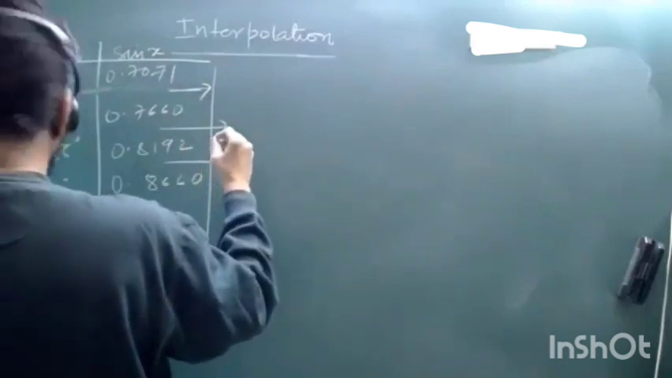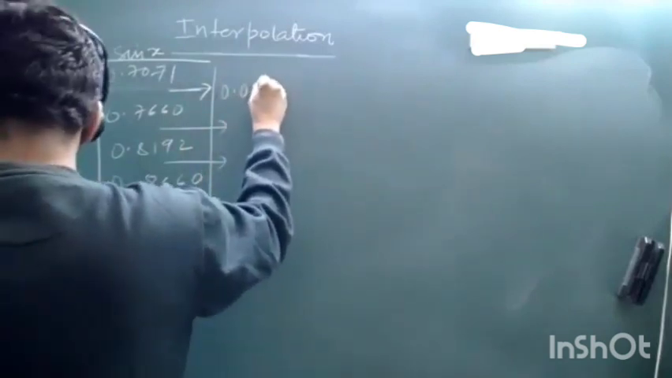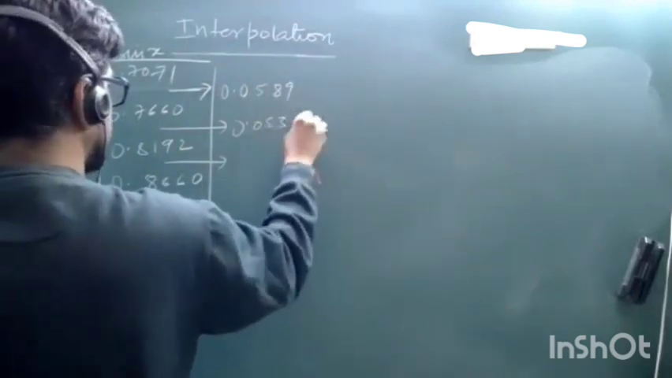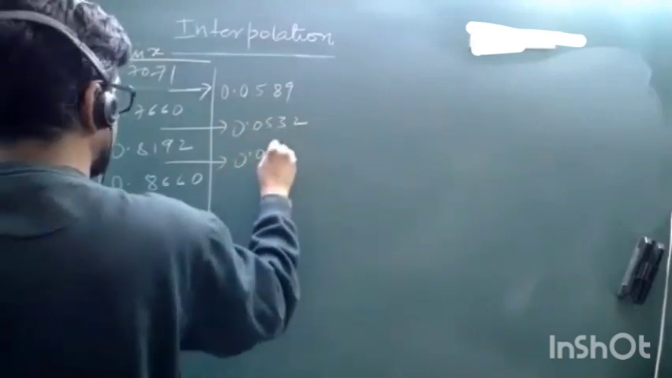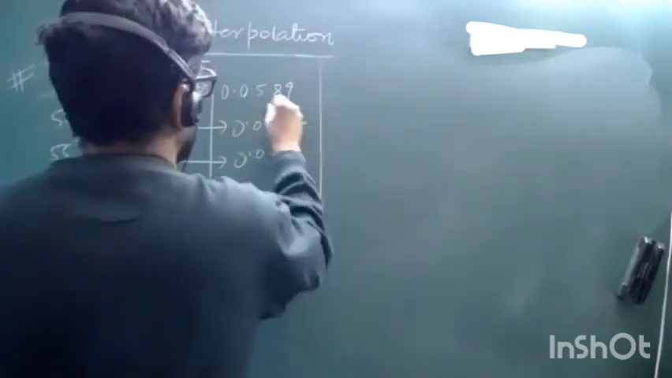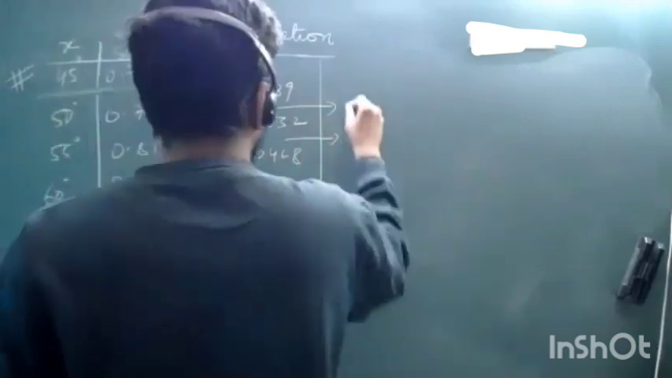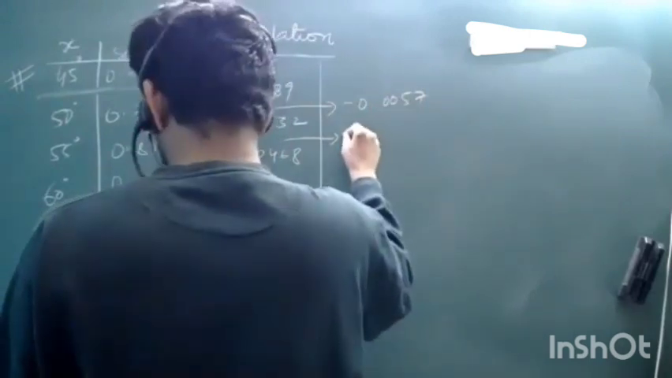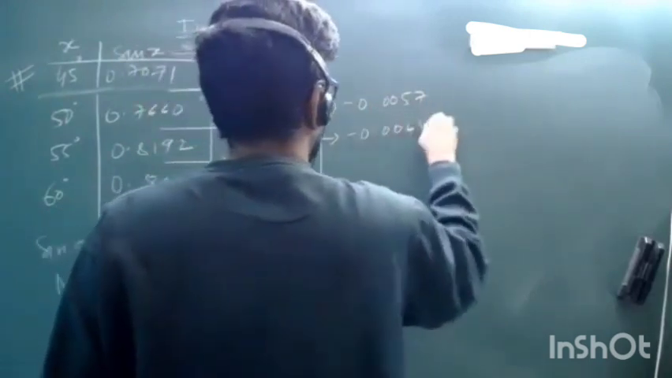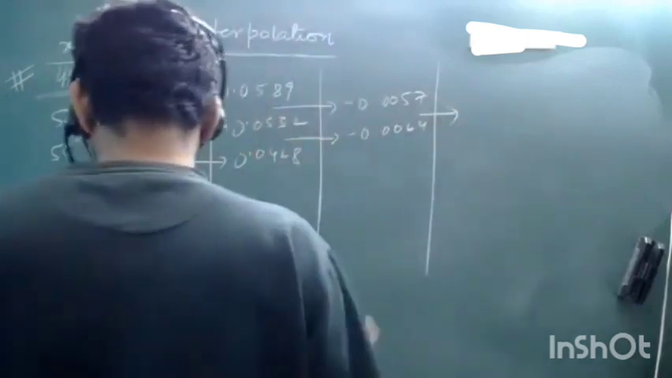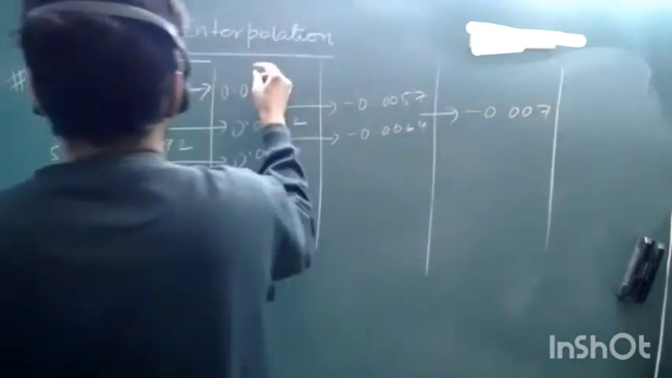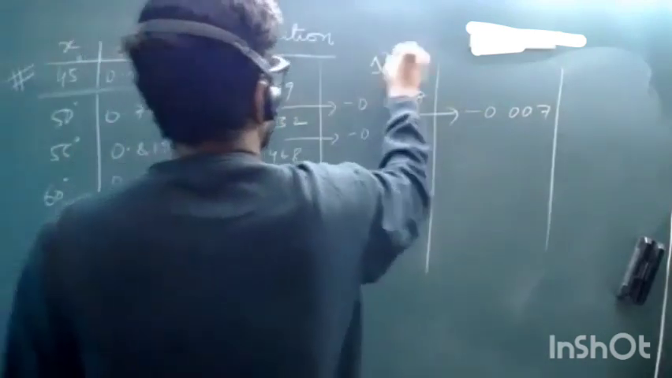So this will become 0.0589 and 0.0532 and 0.0468. Then again 2 will be formed, minus 0.0057 and minus 0.0064. Again 1 will be formed, minus 0.007. So this is del, this is del square, this is del cube. समझ आ गया? Yes, sir.